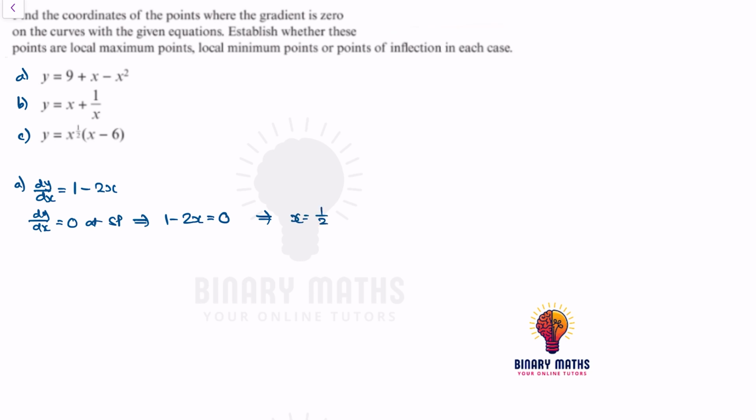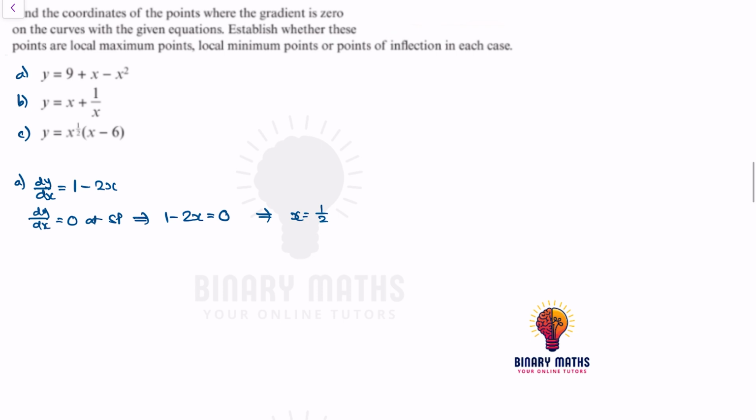Now if x is equal to a half, I know y would be equal to 9 plus a half minus a half squared, which is equal to 9 plus a half is 9 and a half, minus a quarter is 9 and a quarter. 9 and a quarter can be written as 37 over 4.